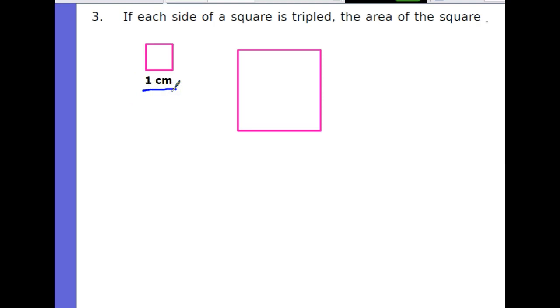And what would the area of this square be? How do you find the area of a square? Length times width. Well, what is the length times the width? 1 times 1. So what's the area here? Now, what does it say I'm going to do to the sides? So how much is this side if I triple it? And so what's the area going to be?